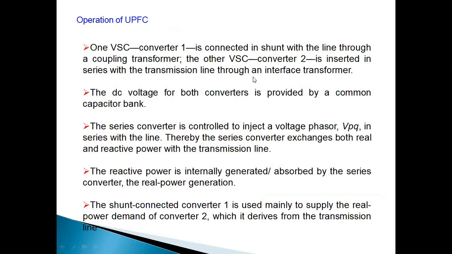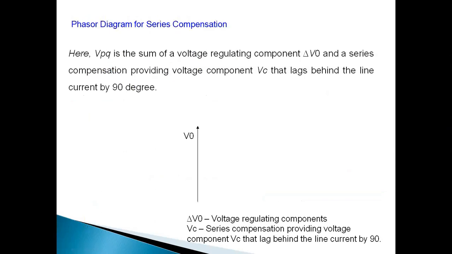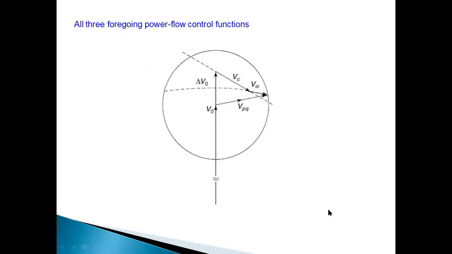This is the last point. As I told, we have two converters: one shunt converter and another series converter. And there are three modes: voltage regulation, series compensation, and phase shifting. These are the phasor diagrams. See that in voltage regulation, we have the voltages in phase. Here in series compensation, see that VC plus V naught will give us the VPQ, and this angle can be varied up to 90 degrees. I'm skipping this part. This is the only operation I have explained, and I'm asked to end the session.